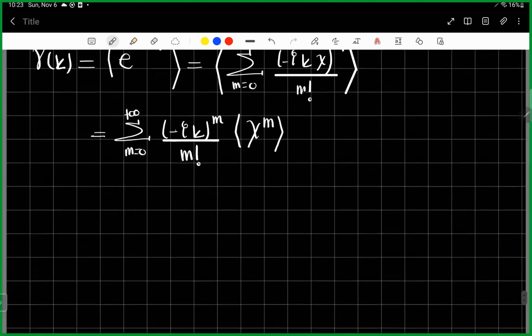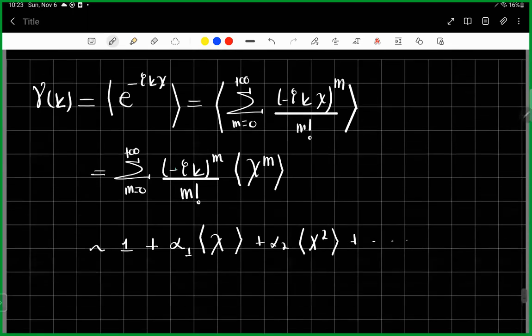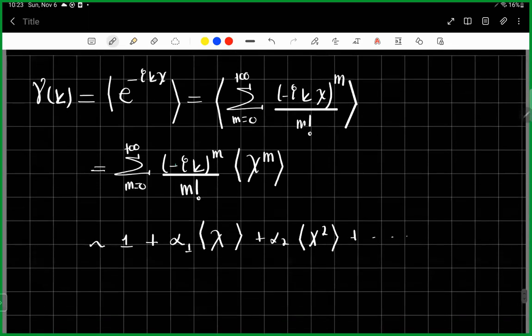Okay, so then if we expand this, you can see that you will get contributions of the zeroth order, then just 1 plus something times the expectation value of x plus, let's say, alpha 1 plus alpha 2, expectation value of x squared, plus so on. So then this is the moment generating function, okay?